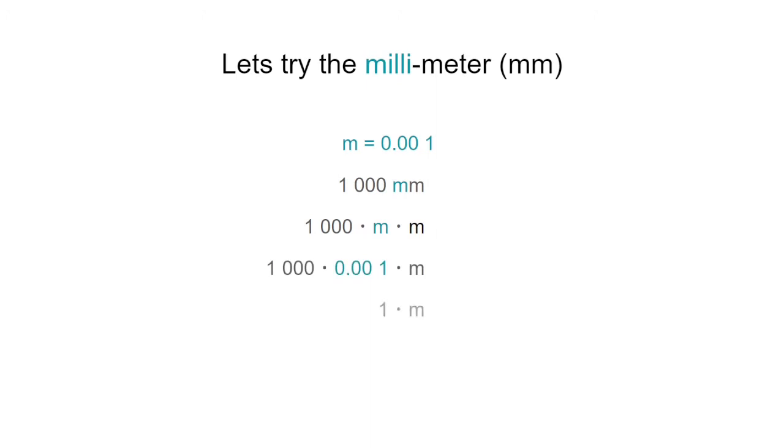Let's try the millimeter out. So the milli prefix is 0.001. And we know that 1,000 millimeters would be a meter. So let's try this. 1,000 times milli times meter would be 1,000 times 0.001 times meter. That would work out to 1 times a meter, which would be 1 meter. Yes, it really works.